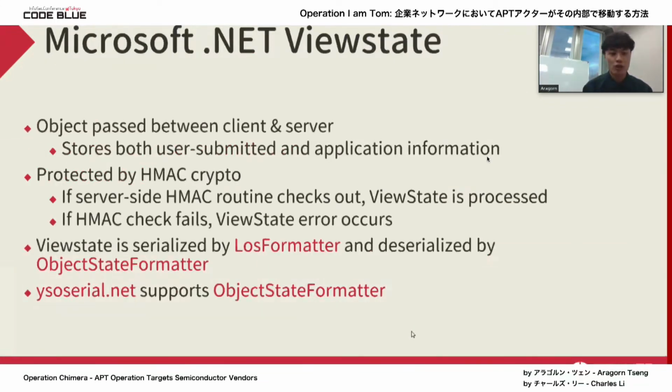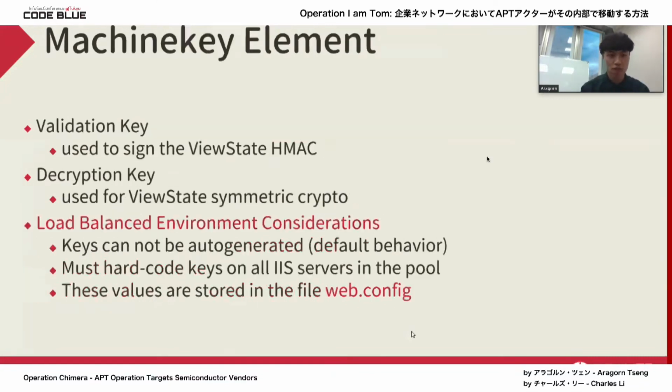.NET ViewState is an object passed between client and server that stores both user submissions and application info. It is protected by HMAC, serialized by LosFormatter and deserialized by ObjectStateFormatter. The open source tool ysoserial.net supports ObjectStateFormatter. A machine key is a key component for the ViewState.